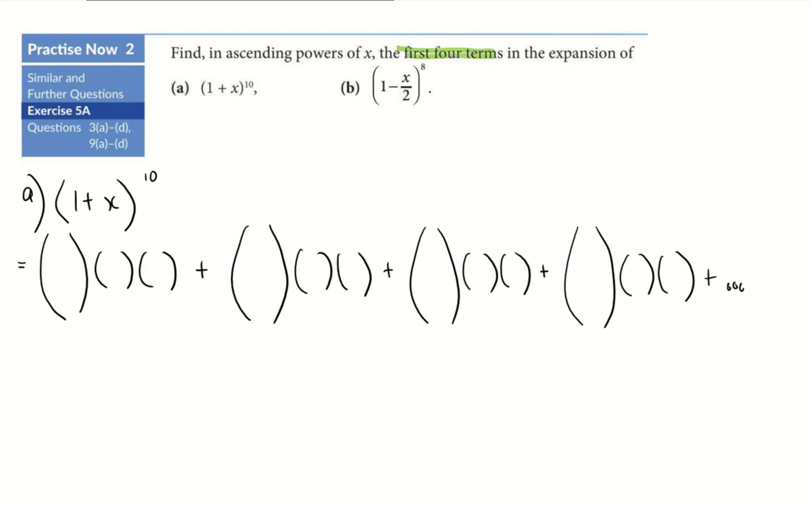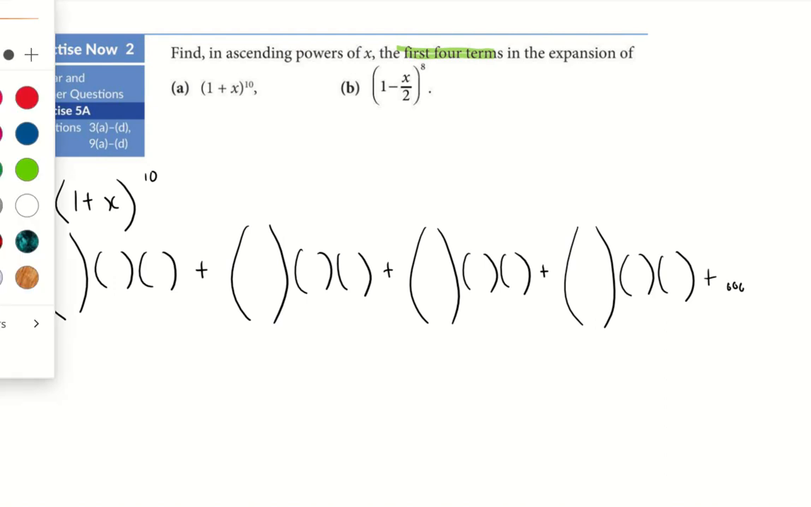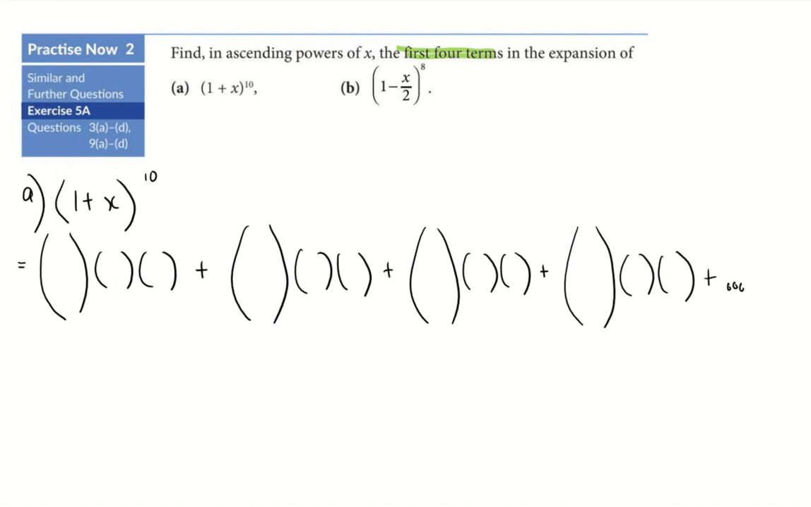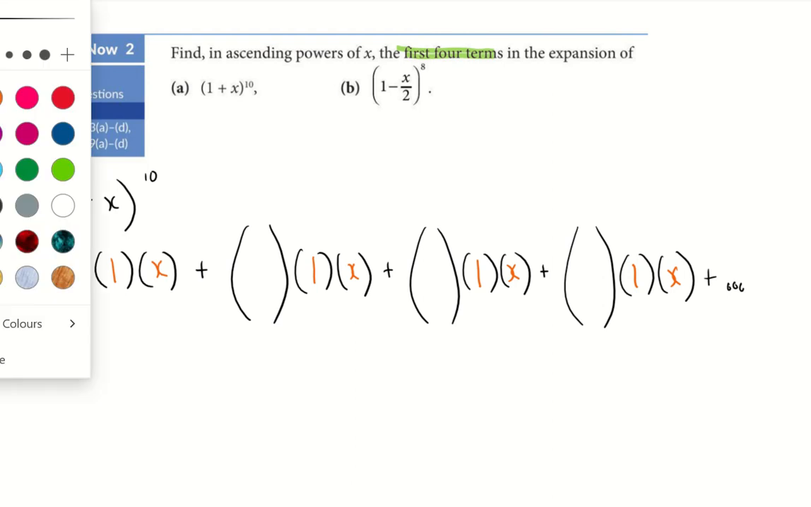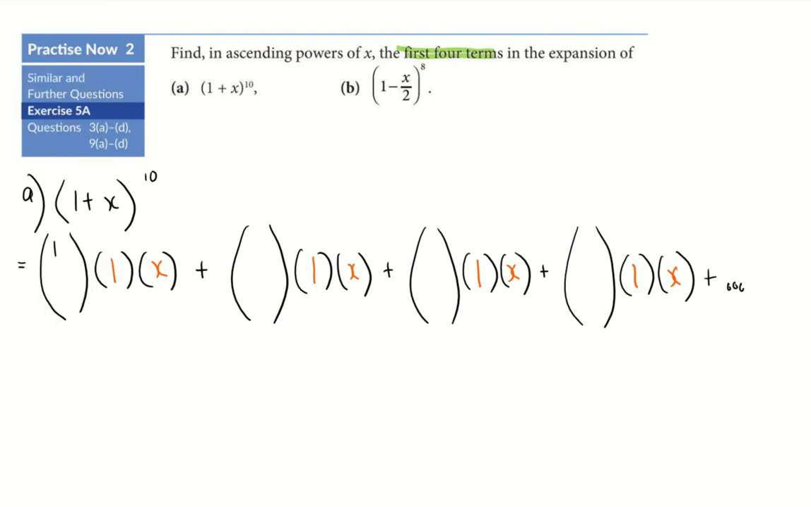Oh, teacher, let me put in the obvious one first. The first term is 1, so I just fill in number 1. The second term is x, so I fill in x. Okay, this is power 10. So based on power 10, I must start with choosing 0.